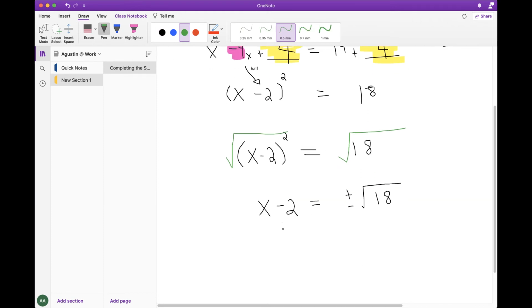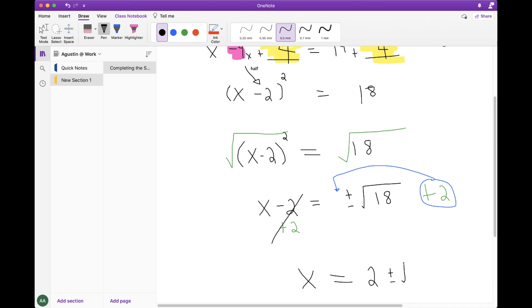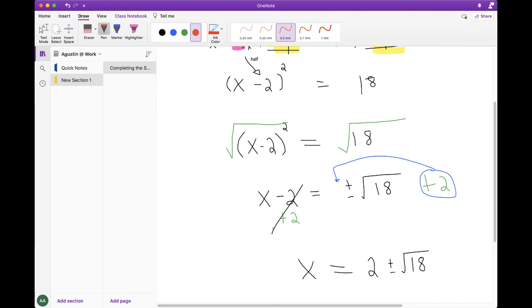Okay, then the next step is just to add 2 to both sides. So plus 2 here. Over here, I'm going to add 2 also. All right, but I'm going to make sure once I write this number, I'm actually going to put it in the front, right? So x, this will cancel out. So x equals 2, that's a positive 2, plus or minus the square root of 18. Right, and that's your final answer.